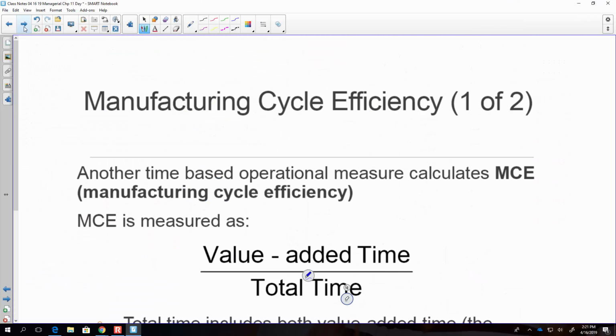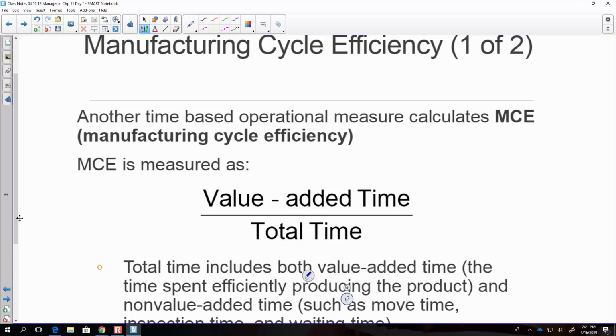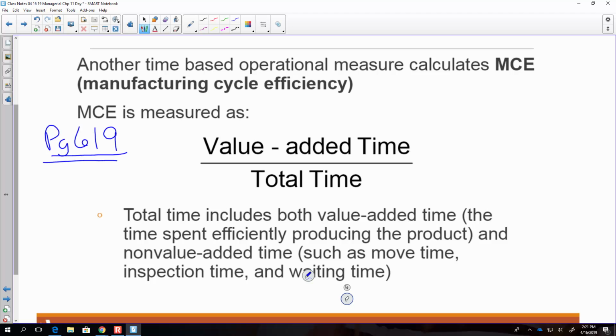All right, our next measurement, internal operational measurement, is called MCE, Manufacturing Cycle Efficiency. This is on page 619. And the discussion revolves around value added time. Again, perfect time, no waste, no wasted time, no looking at YouTube videos at work, or the news at work, or picking brackets in the basketball pool at work. No wasted time over total time. So this is actual time. What's our operational MCE?